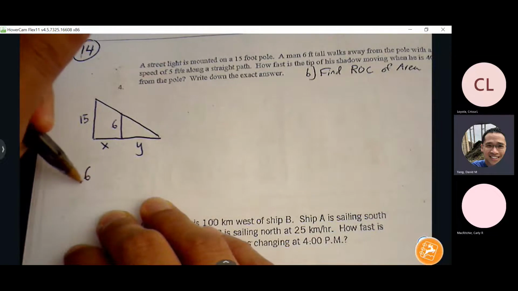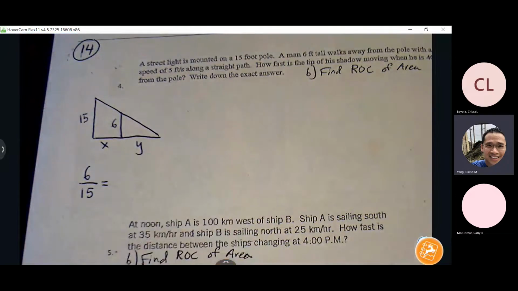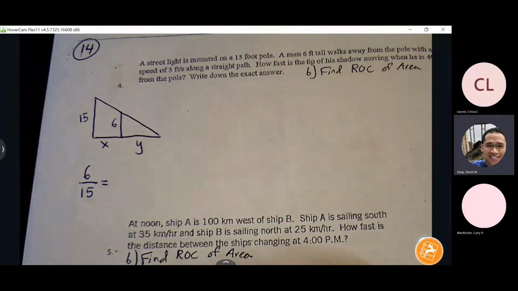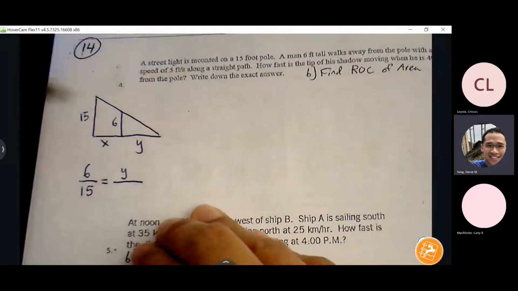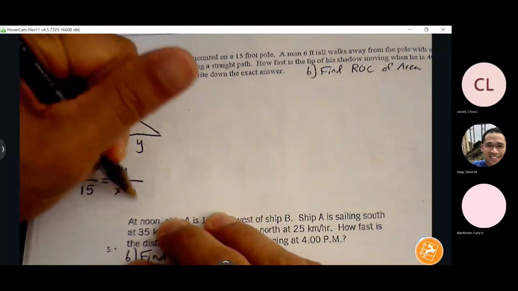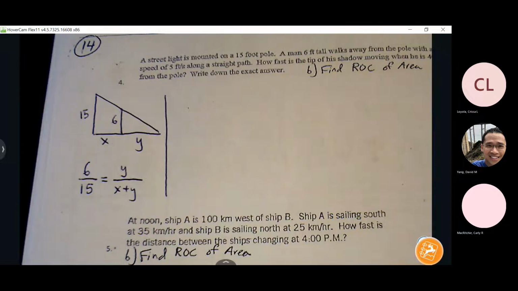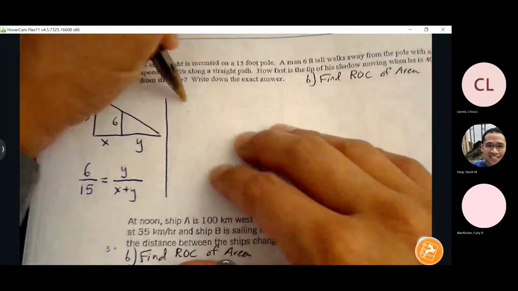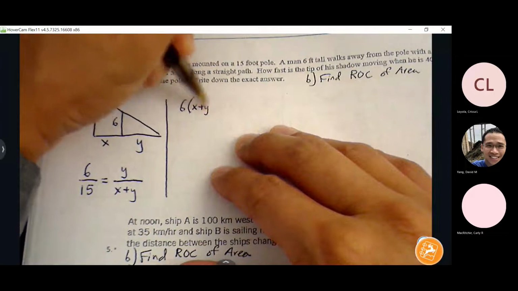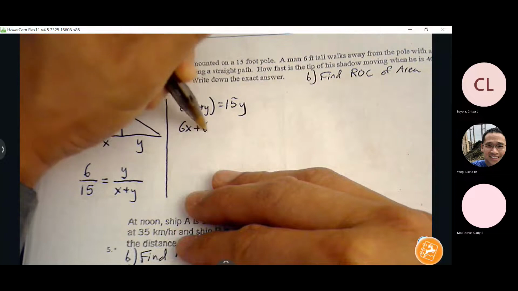Height of the small triangle is to the height of the large triangle as base of the small triangle. What's the base of the small triangle? Y. Good. Y is to the base of the large triangle, X plus 1. Okay. This is the only equation we're working with. This is easier than cones. Just clean this up. Find the derivative.